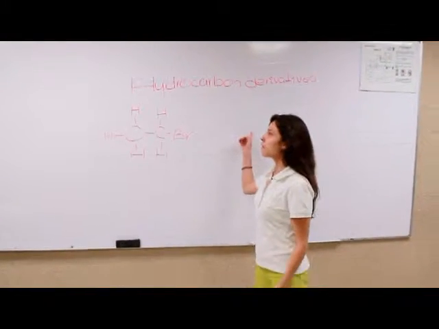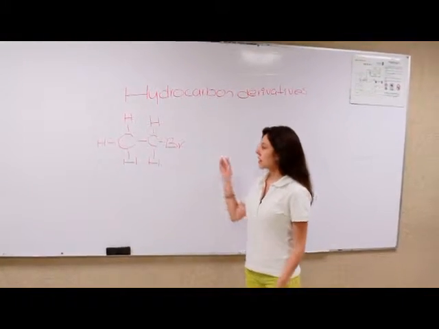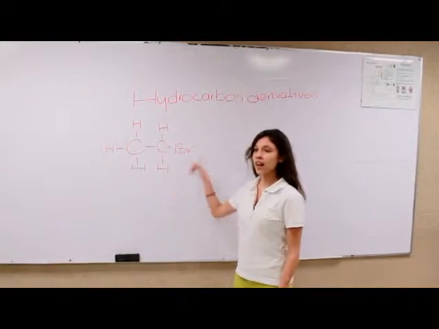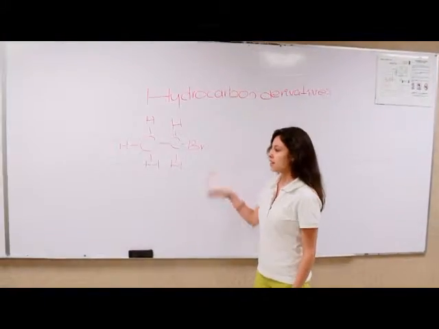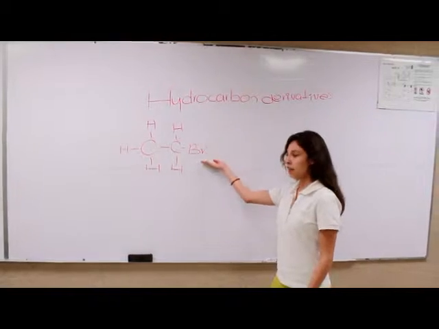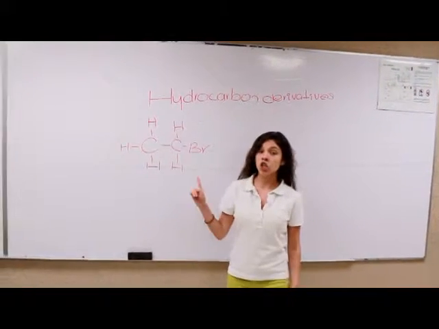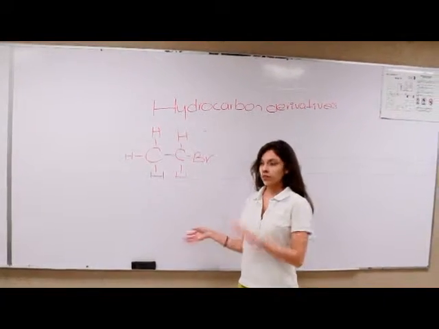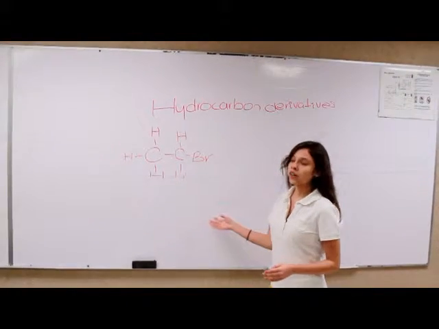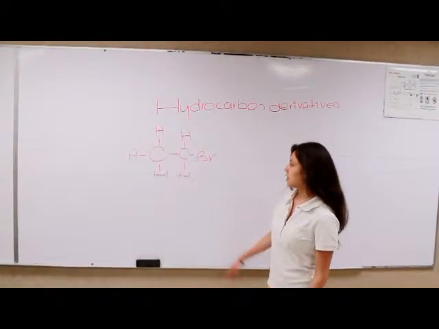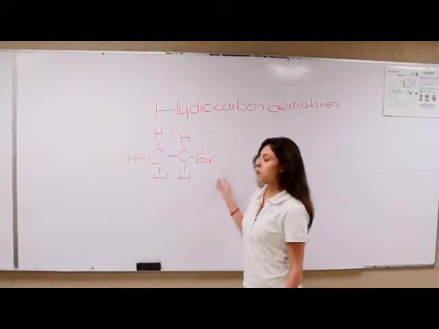A hydrocarbon derivative is an organic compound that, instead of a hydrogen, has another element. In this case, you will see a halogen, but it can be a hydroxyl group, or another kind of halogen. This is a bromo.